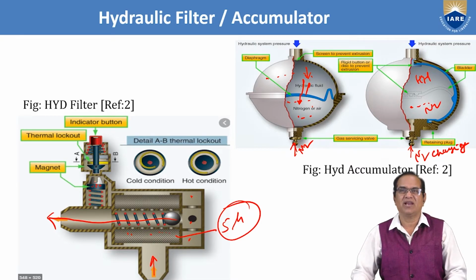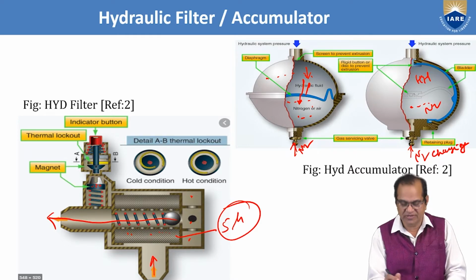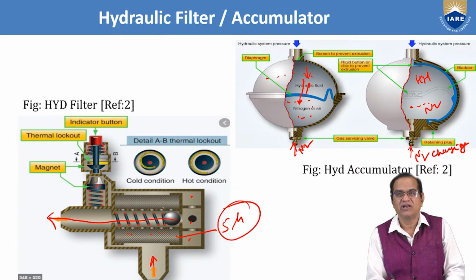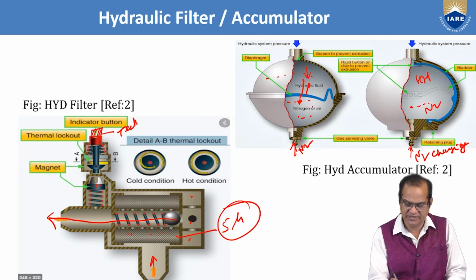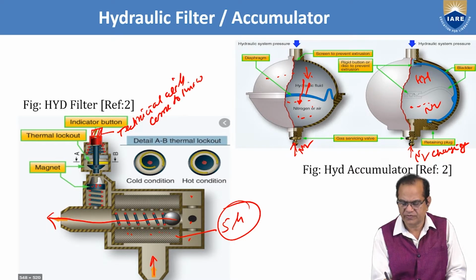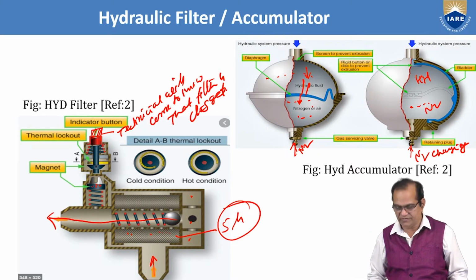We have the thermal lockout here, and we also have the indicator button. If the fuel filter is more contaminated and clogged, this line will come out like this, red, and the technician will come to know that the filter is clogged. Like this we have to observe.